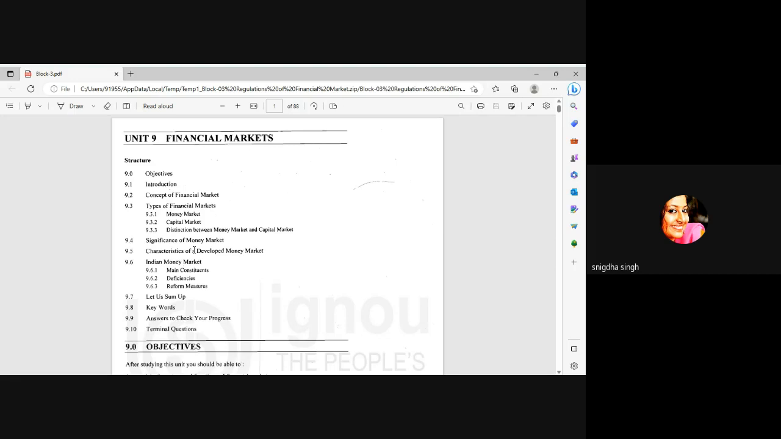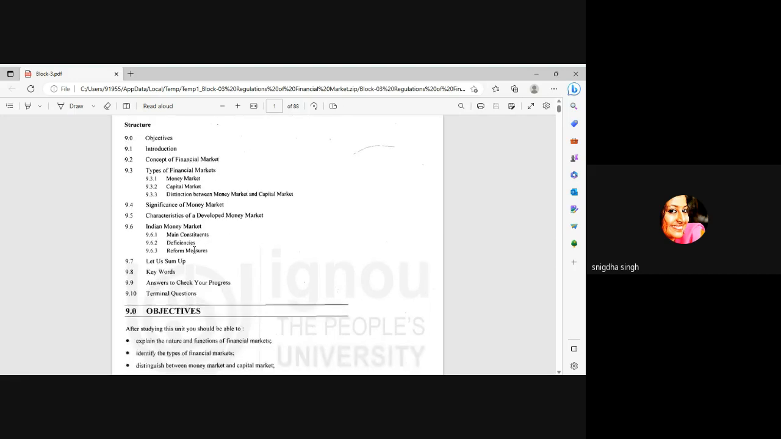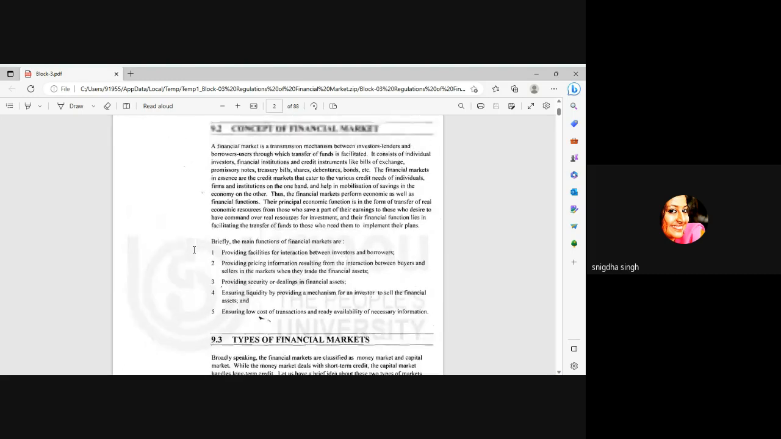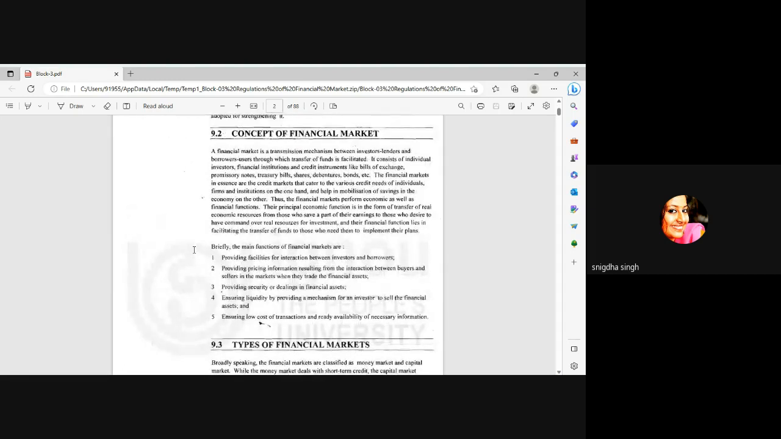This is unit 9, which is financial markets. I will give you a brief overview of the concept. When we are talking about financial markets, this is where investors and lenders, or borrowers and users, transfer funds for facilitating the purchase and sale of shares and investments.